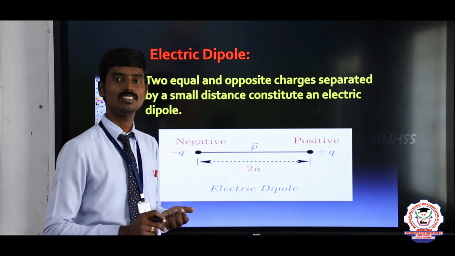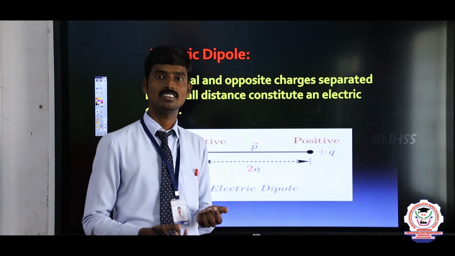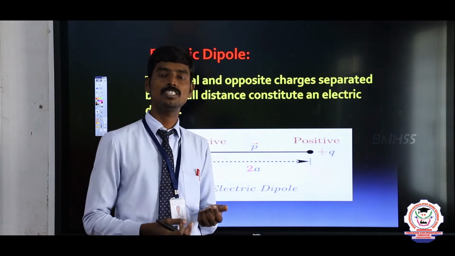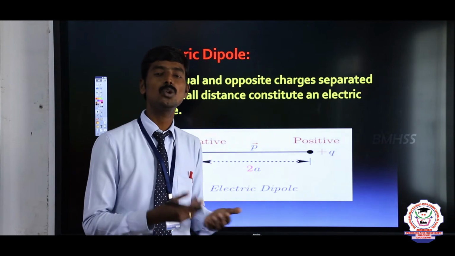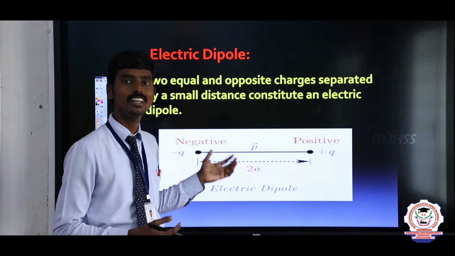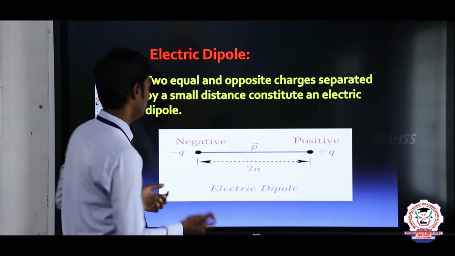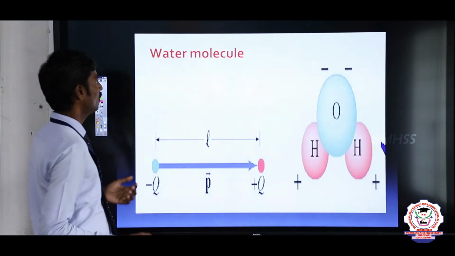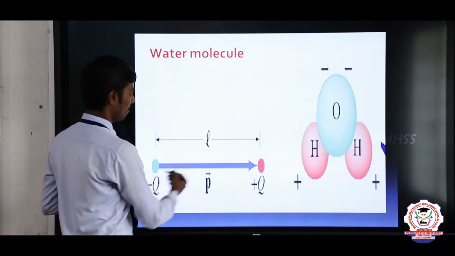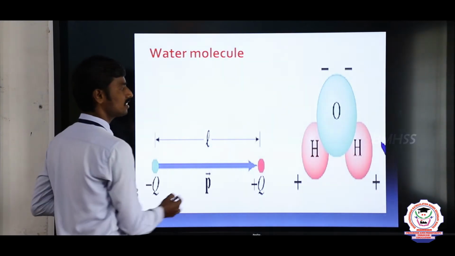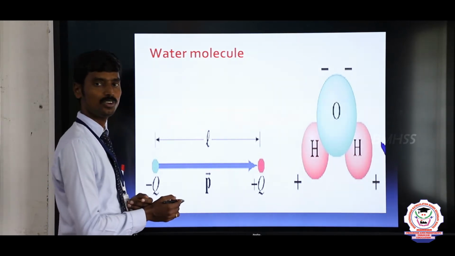For example, water molecules H2O, ammonia, HCl, which means hydrochloric acid, etc. These are all good examples of electric dipoles. It is a basic concept. The next one is the example of water molecules. Here positive, negative, positive are separated by a small distance. Water is a good example of an electric dipole.